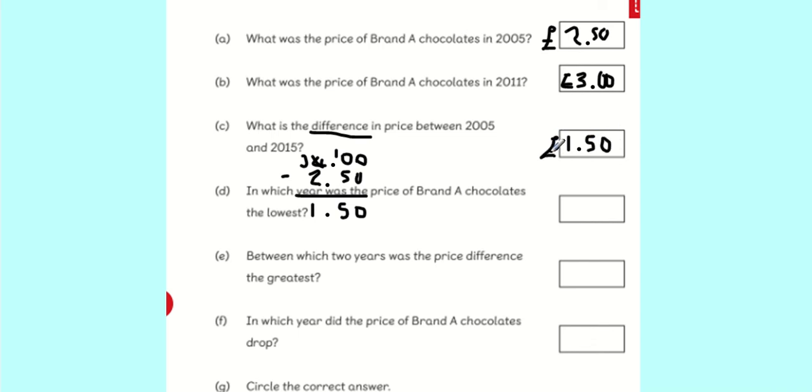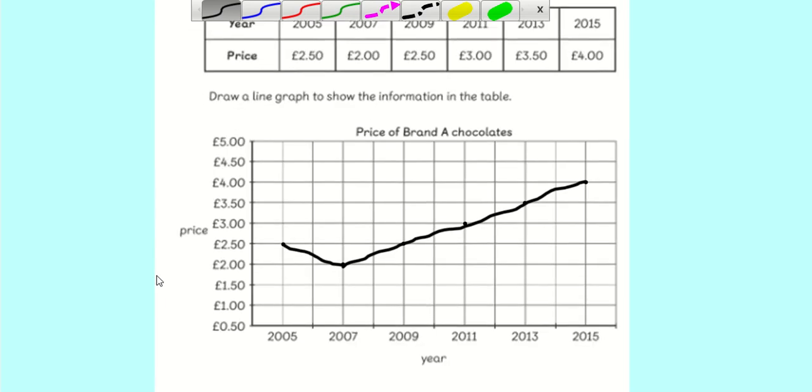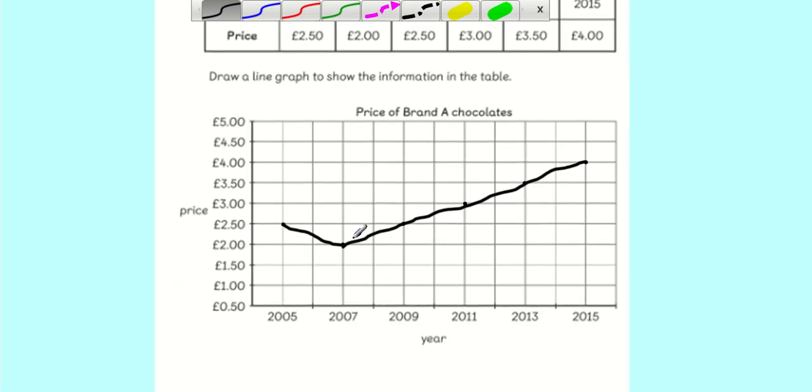Don't forget your pound sign. Okay, I'm just going to rub that out so we can see the rest of the question. In which year was the price of brand A chocolates the lowest? Okay, so we need to go and look and see where our lowest dot is. Here is our lowest point, 2007.